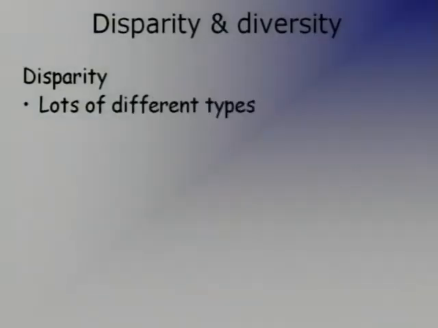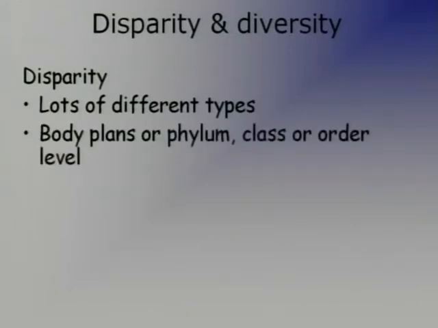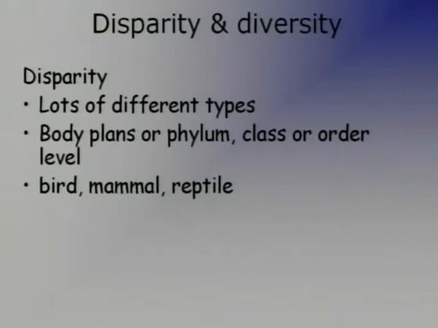Okay, let's talk about disparity and diversity. Disparity, what I'm talking about here is lots of different types. When I'm talking about types, I'm talking about the level of the phylum or the class or the order. So large groupings of animals, like, for example, vertebrates, a phylum, or arthropods, which include insects, spiders, crabs, similar creatures. So if you look at the big picture, at large groupings of animals, disparity means how many different phyla have we got, how many different classes or orders of animal do we have. For example, a bird, a mammal, or a reptile might be that kind of level. Bird and mammal will be class or order level.